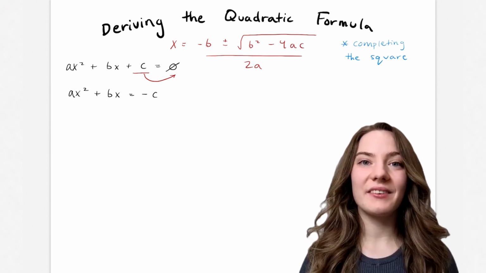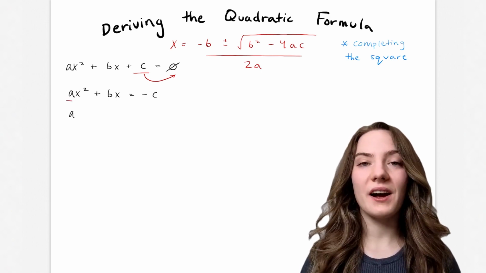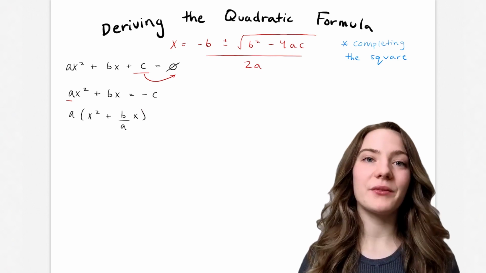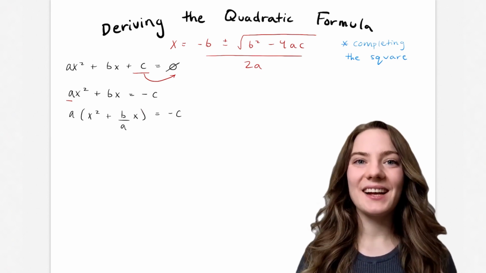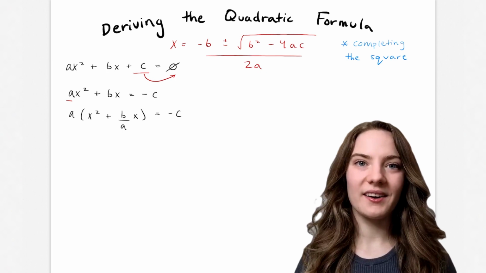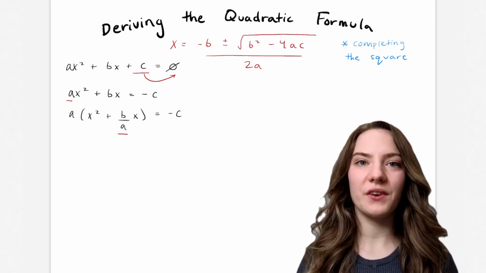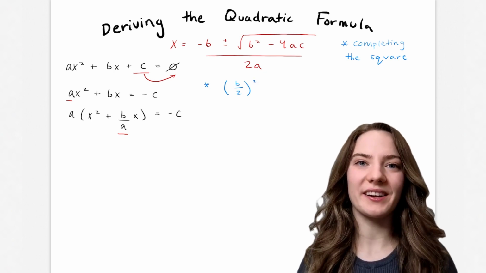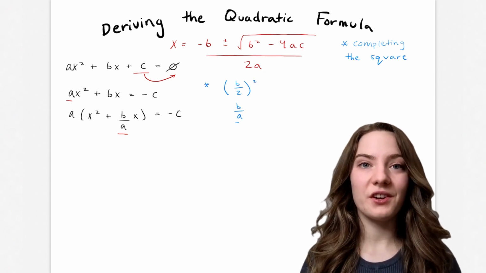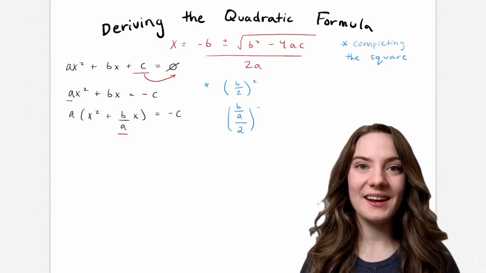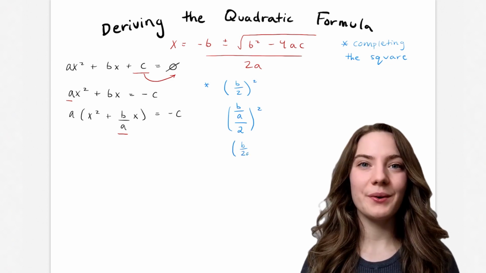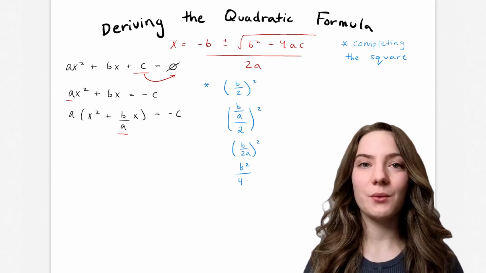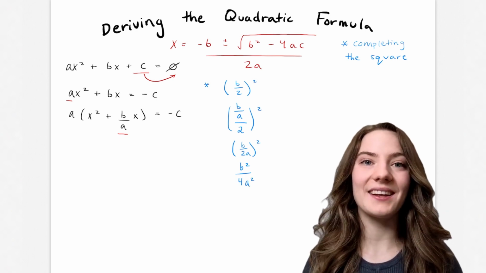Now, looking at the left side of the equation, we want to factor out the coefficient a. And when we do that, we're left with this equation. The next step in completing the square is to take the b coefficient, and we're going to divide it by 2 and then square it. In our case, the coefficient is b divided by a, which we will divide by 2 and then square. And when we do that, we get b squared divided by 4a squared.